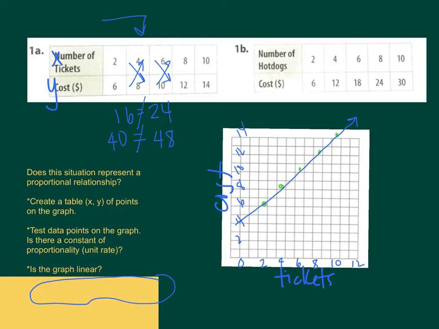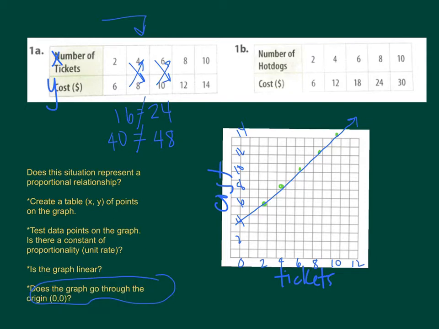Okay. So, what I'd like for you to do now is to do 1B in your notes, and that's going to ask you to determine whether or not the number of hot dogs and the cost of those hot dogs shows a proportional relationship. So remember, if it does show a proportional relationship, you are going to want to determine what that unit rate is, and you should be able to show it on the graph, that that graph is linear, and that the graph goes through the origin of 0, 0.